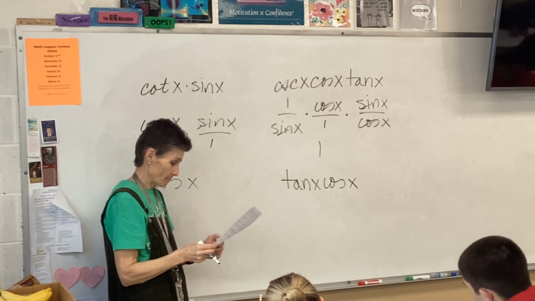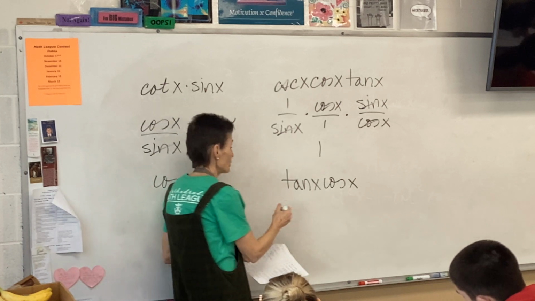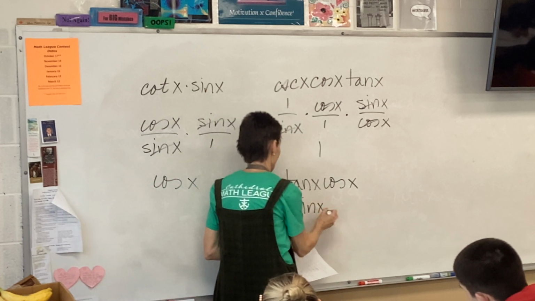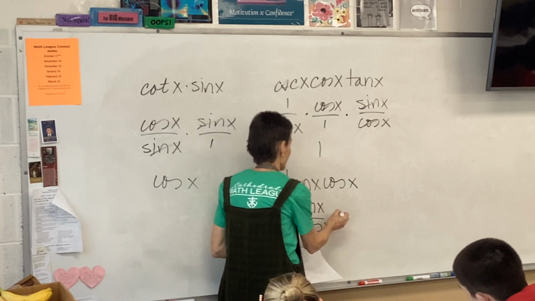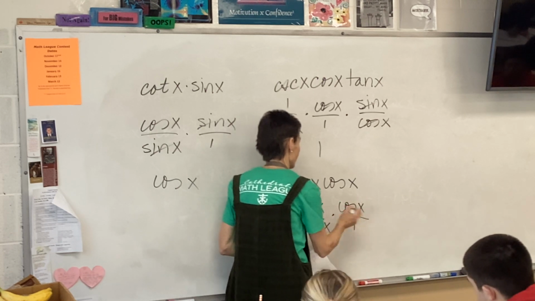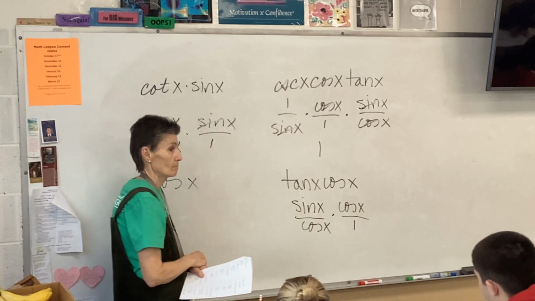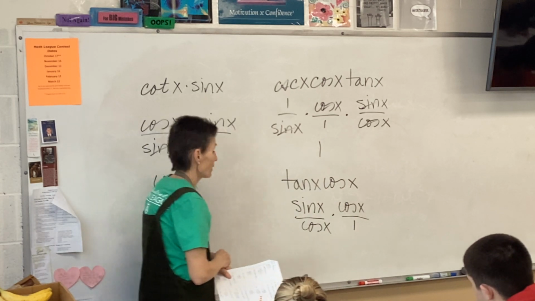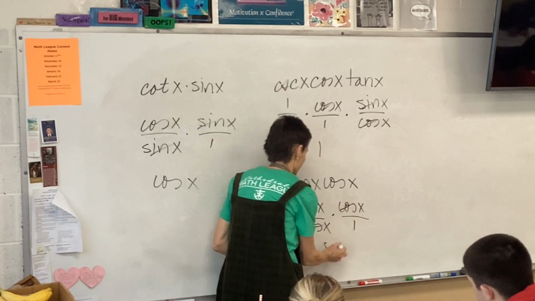Like this. Sine over cosine. Tangent is sine over cosine. Cosine, we're not changing, so cosine will just be cosine. Sine. Our answer is just sine.